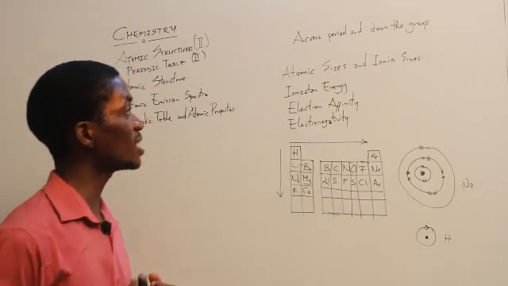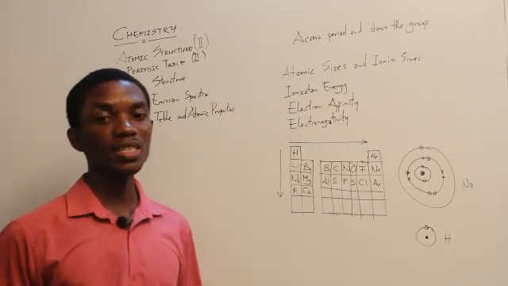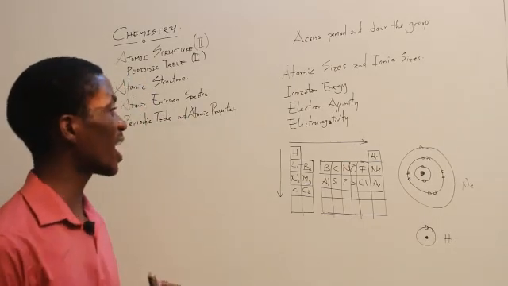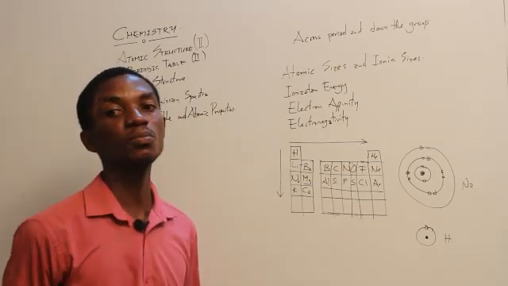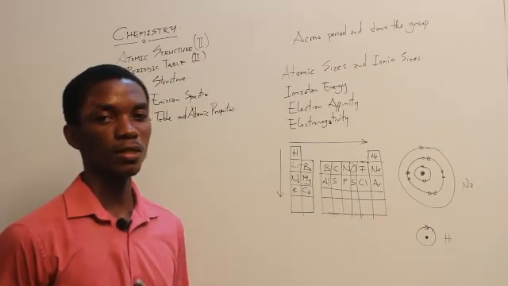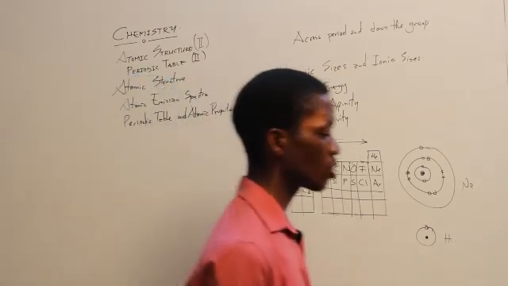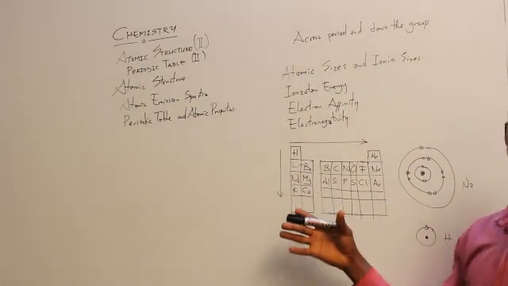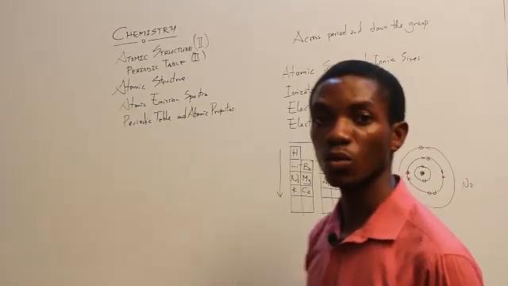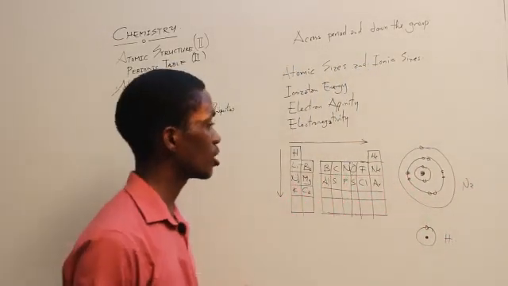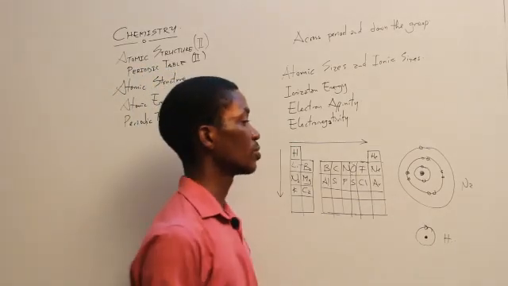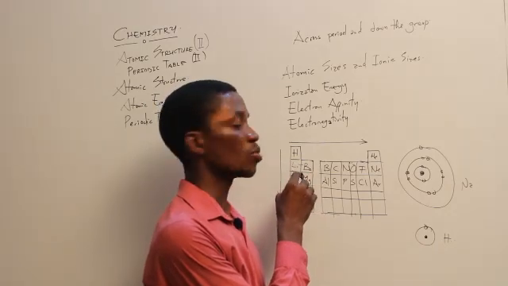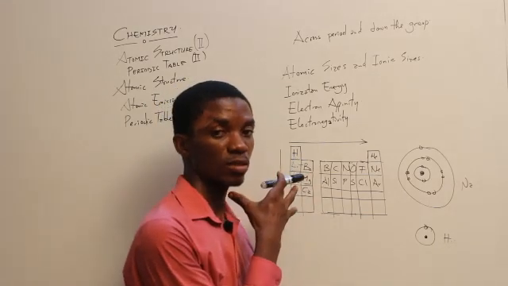Now the ionic size is different from atomic size. When you talk about ionic size, across the period it also reduces. We remember what our ionic size is supposed to be: it is the size when the atom has lost or gained an electron, that is, when it has become stable. Now, if you look at this one, it will lose the electron to be stable. So it will actually be smallest.